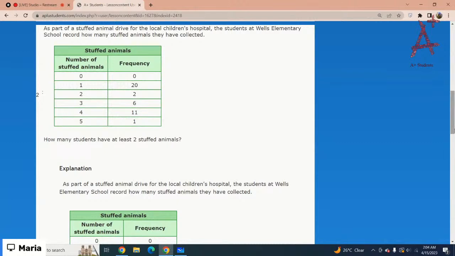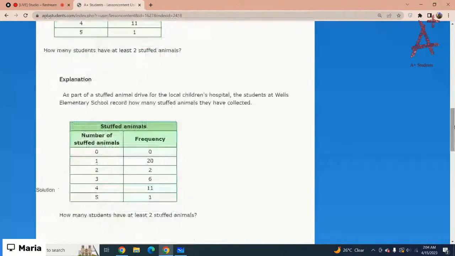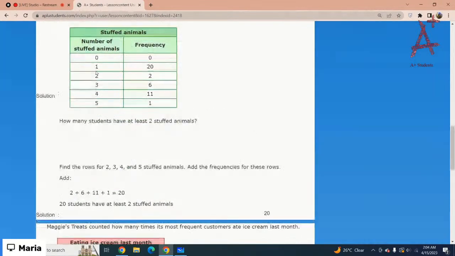You need to see how many of these students have at least two. The minimum would be three and the maximum would be any number. So you can start with 2, 3, 4, and 5. The minimum value is 3 and you can see the maximum value. So you have to add their frequencies 2, 6, 11, and 1. When you add them, it makes 20. That means 20 students have at least two stuffed animals.